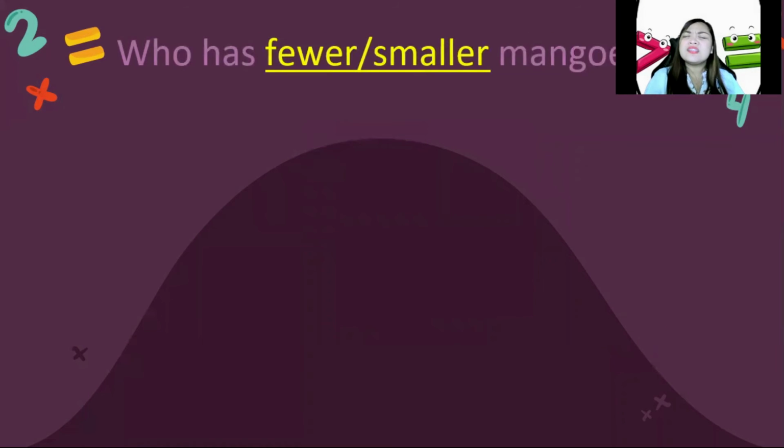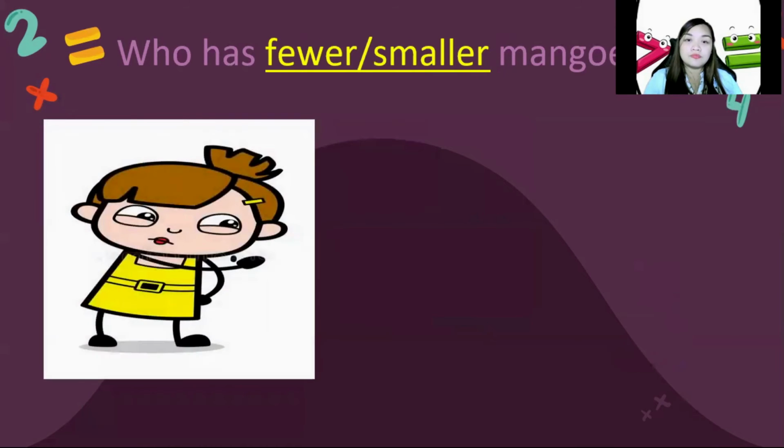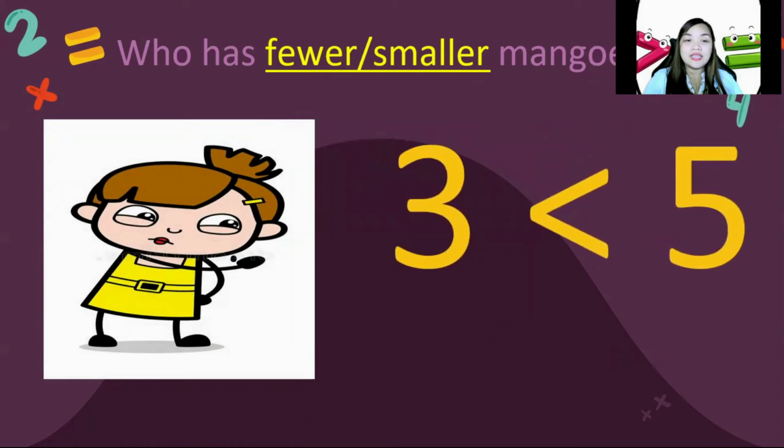The question is, who has the smaller mangoes? Or who has smaller numbers of mangoes? So who has fewer mangoes? The answer is Mally. Mally has smaller or fewer mangoes because 3 is fewer or smaller than 5.